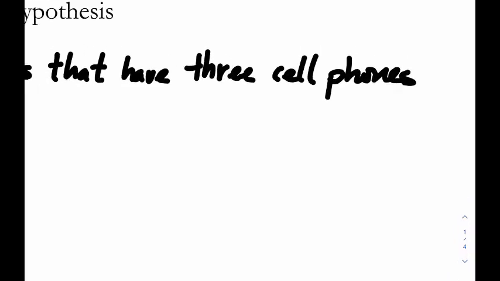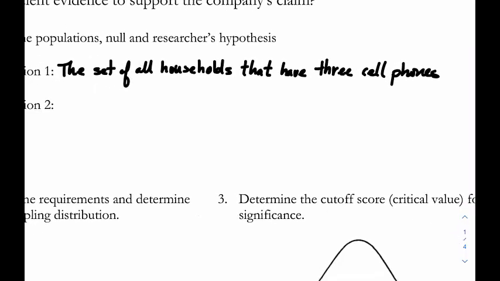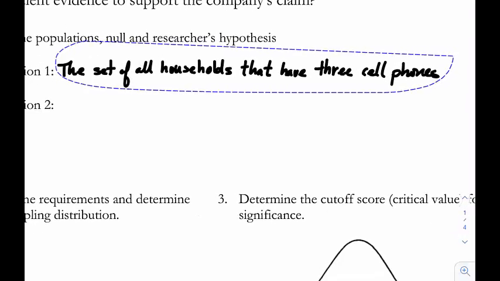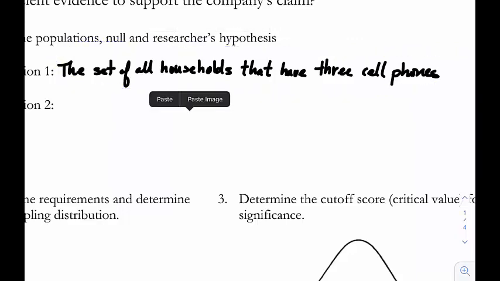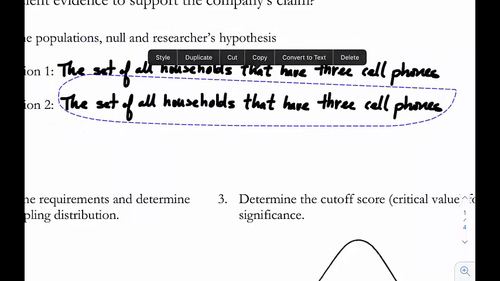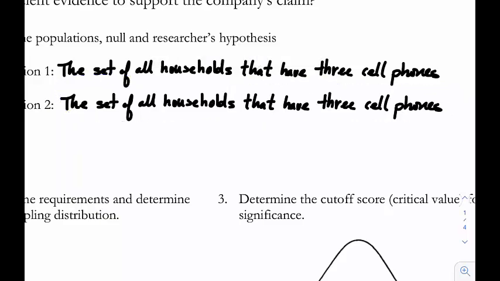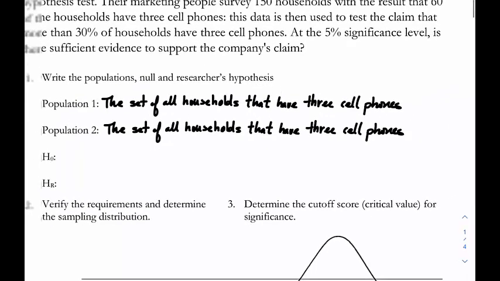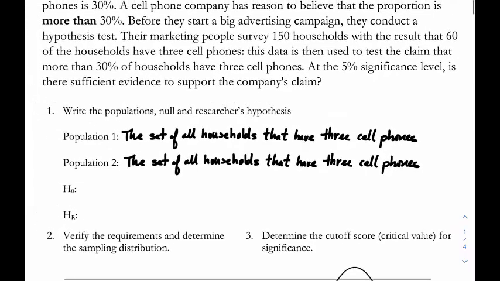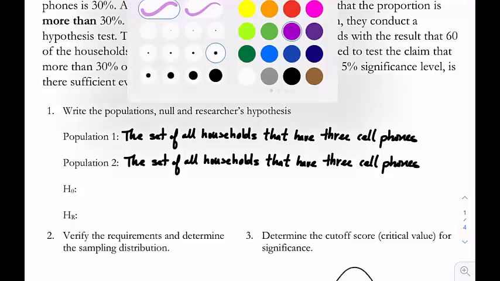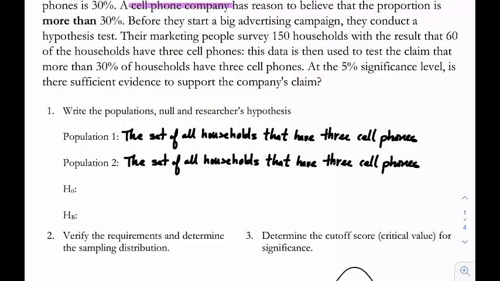Let me back up just a little bit here. Let's copy that for the second group. Both of those statements are identical for both groups. So let's go back and highlight what is happening for population number 1. Again, that was obtained from the second sentence: a cell phone company believes the proportion is more than 30%. Versus population number 2, the control group, was the consumer group.